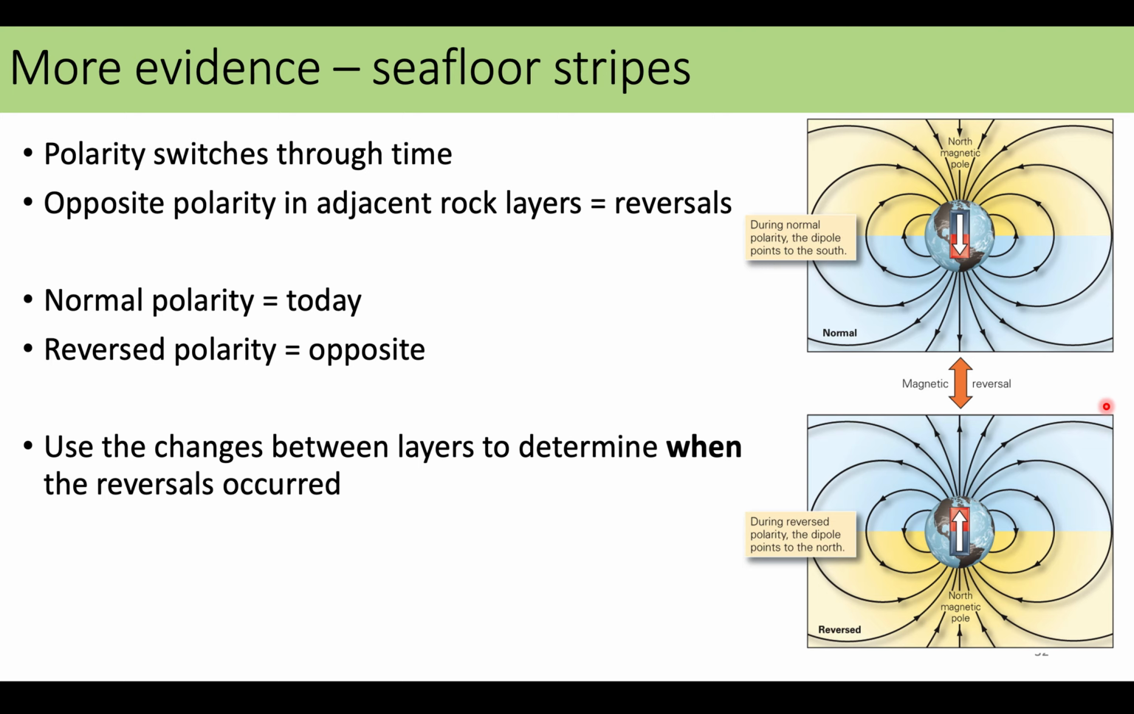So another piece of evidence that we gained from understanding paleomagnetism is looking at seafloor stripes. So I'll explain those in a second. The polarity of Earth switches through time. So our north and south magnetic poles actually switch. So this is an area of research. We don't exactly know why this happens, but we do know that it does happen, and we do know when it has happened in the past because of what we call these seafloor stripes.